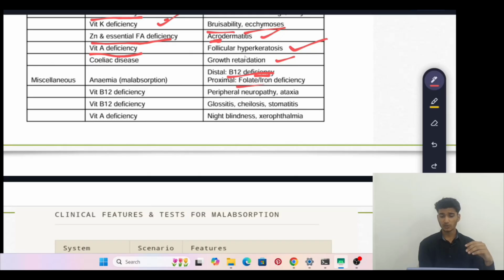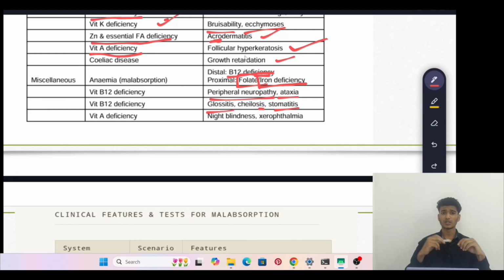In the proximal part, if folate, which is vitamin B9, and iron are deficient, it will lead to iron deficiency anemia, and if folate is deficient, it will lead to megaloblastic anemia. Vitamin B12 deficiency also leads to peripheral neuropathy, ataxia, glossitis, ileitis, and stomatitis.